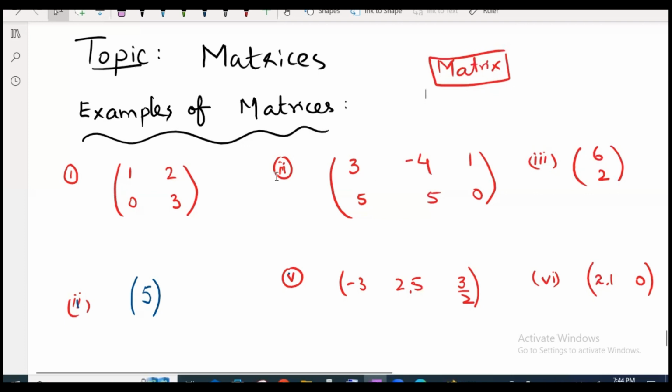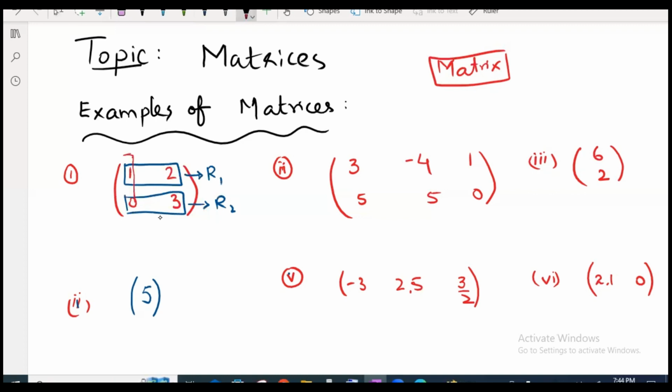Array of numbers is a matrix. How many rows are in this matrix? One, two. There are 2 rows, row 1 and row 2. How many elements in row 1? 2, without comma. And how many elements in row 2? 2. Column is vertical.